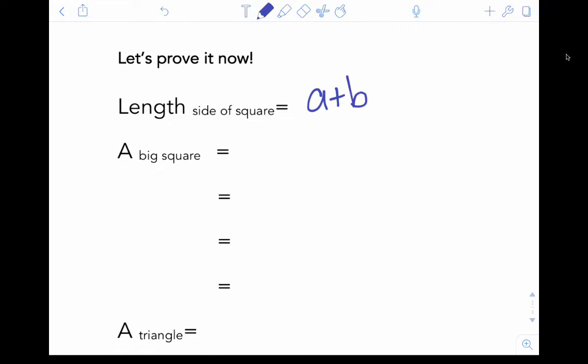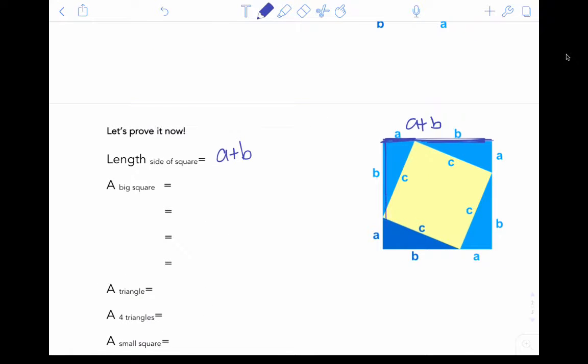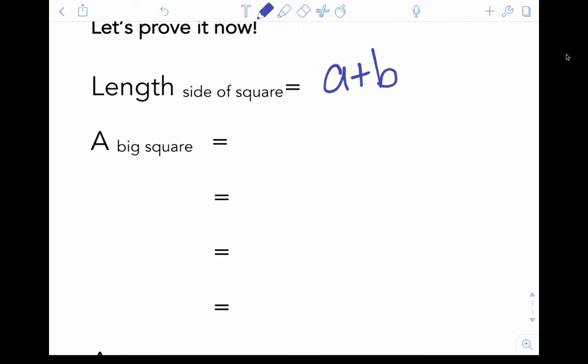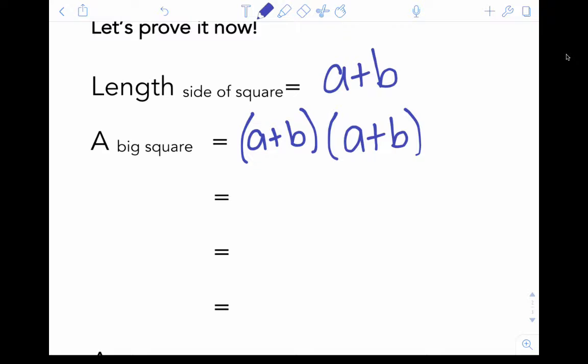The area of the big square is length times width. If this is A plus B, then this is also A plus B, because the sides are always the same length on squares. So I'm going to take the length, which is A plus B, and since it's one length, I'm going to put parentheses around it to group it together, times the width, which is also A plus B. Once again, I'm going to put parentheses around it to group it together. This gives me the area of the square.